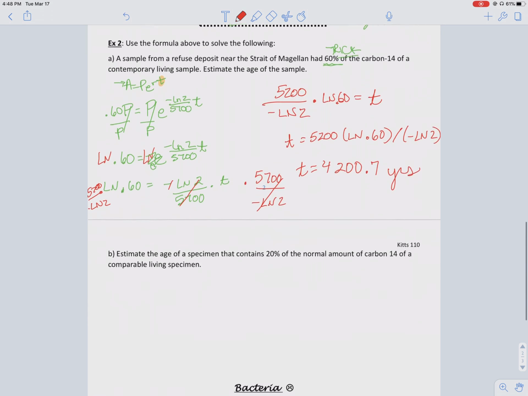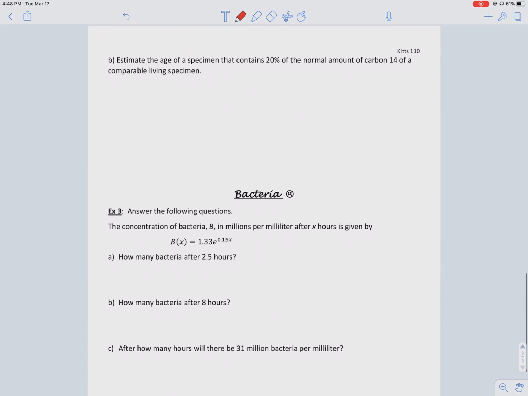All right, let's look at another one. Estimate the age of a specimen, and again, it's age, so we're looking for T, that contains 20% of the normal amount of carbon of a comparative living sample. Basically, it's the same thing that we just did, except this time it's 20%. So we've got our PERT formula. This time it's 20% of P. I still have my same rate, and I'm looking for my T. Do you see how you're going to be doing the exact same thing that we just did? I'm going to divide by P.